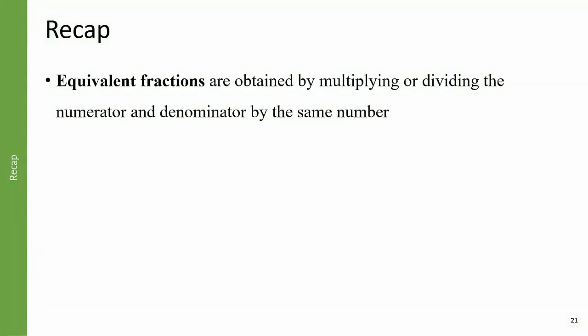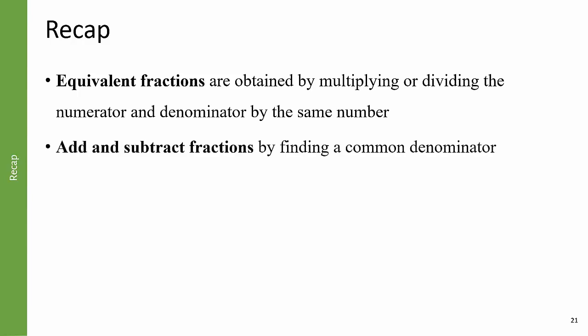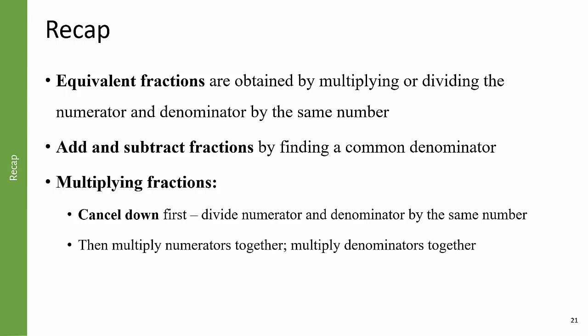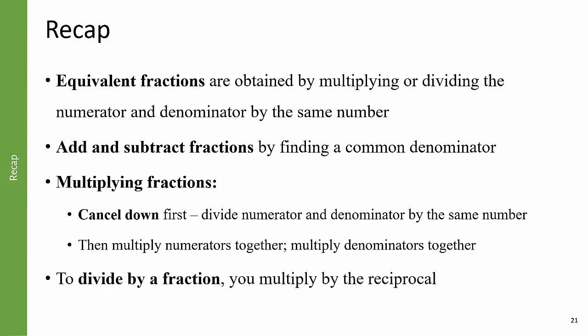Recapping, we saw that equivalent fractions or equal fractions can be obtained by multiplying or dividing the numerator and the denominator by the same number. To add and subtract fractions, we first have to find a common denominator. When we're multiplying fractions, we start off by cancelling down, that is dividing the numerator and the denominator by the same number, and then we multiply the numerators together, and we then multiply the denominators together. And to divide by a fraction, we multiply by the reciprocal.